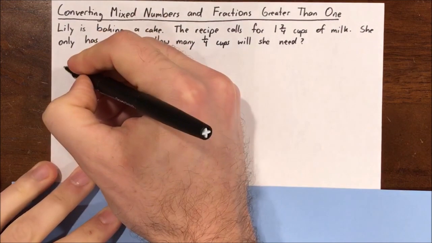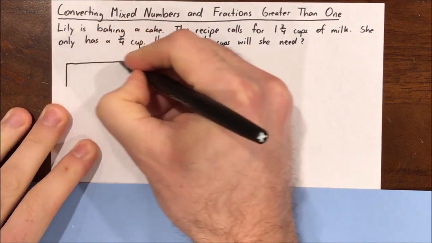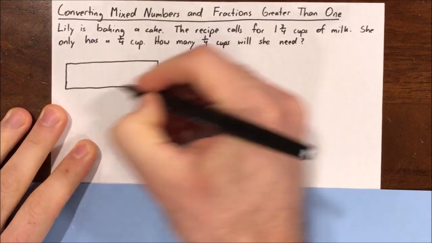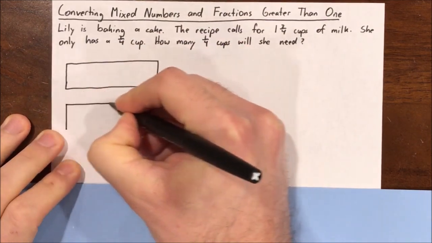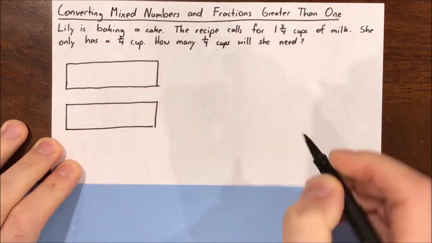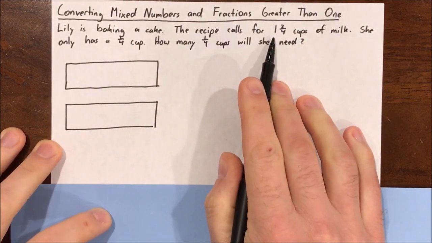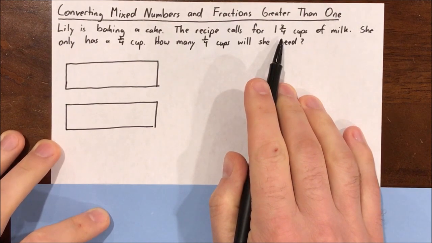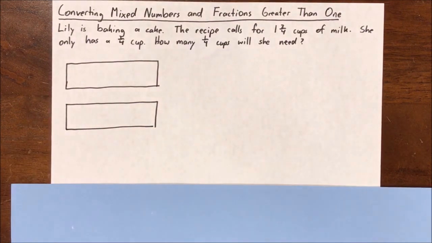Yeah, I would need 2 holes. One for the 1 hole in 1 3/4, and then another hole to show the extra 3/4 that I've got. What should I divide each hole into, and why? Say it out loud.